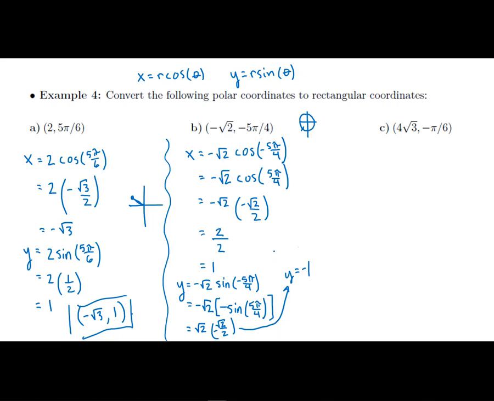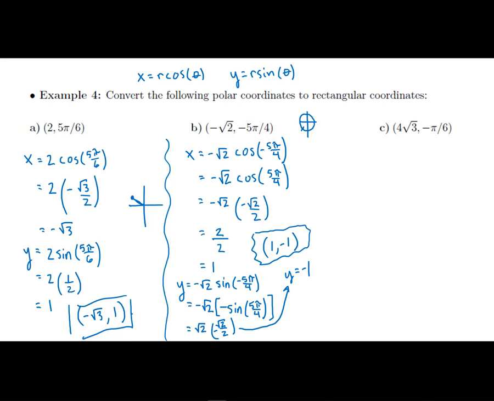So what we end up with here is the point (1, -1). Now, before, I got to be a little bit careful here. Remember, I was graphing 5 pi over 4, right? Not negative 5 pi over 4.